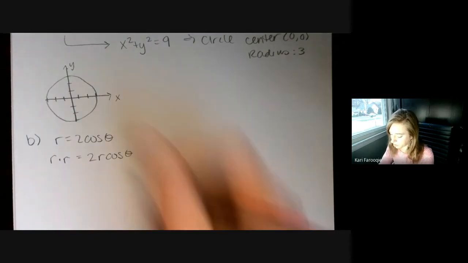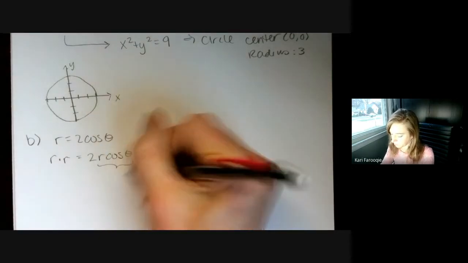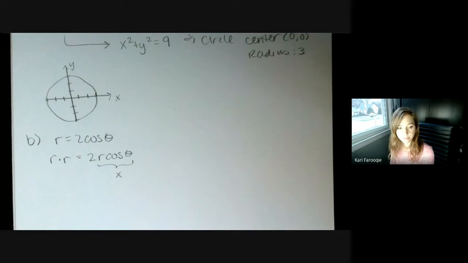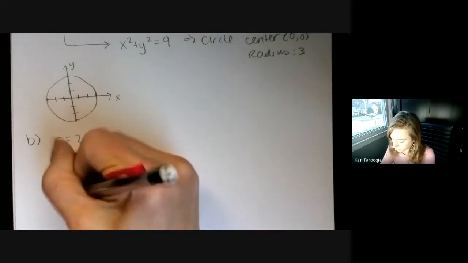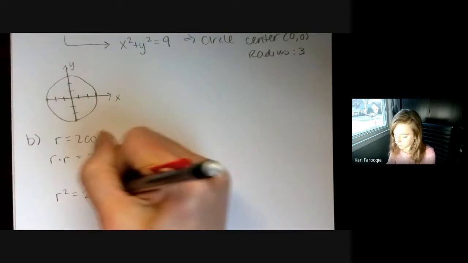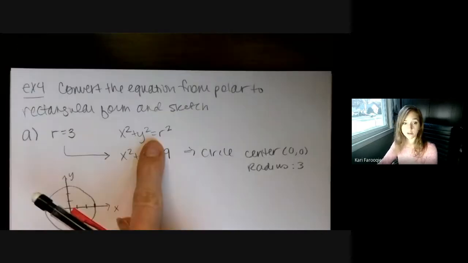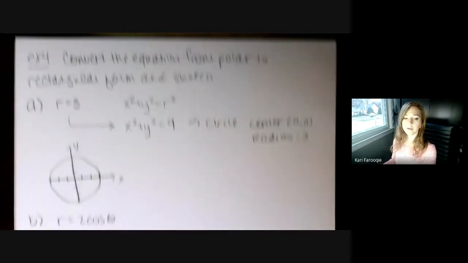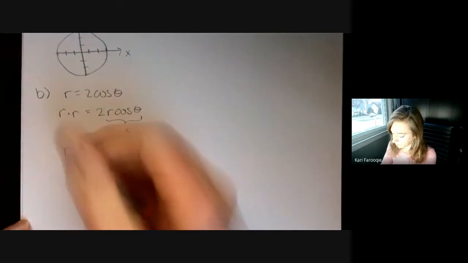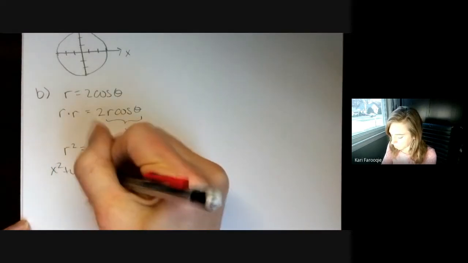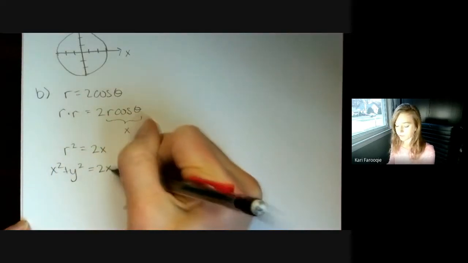Now, remember that r cosine theta is x. So I have now r squared equals 2x. And then you're wondering, okay, fine, but now we still have an r squared. What is she going to do about that? Well, remember that r squared is x squared plus y squared. We're going to make that substitution. X squared plus y squared is 2x.